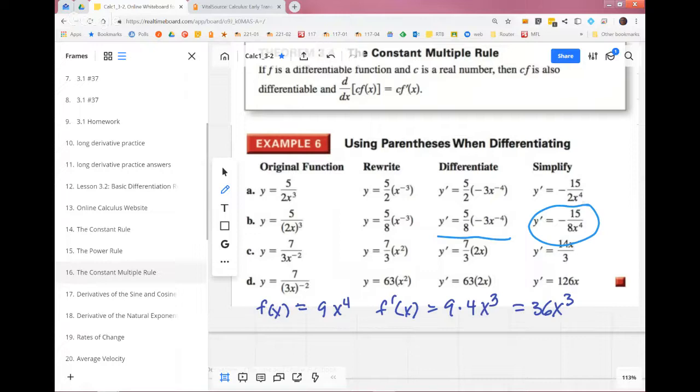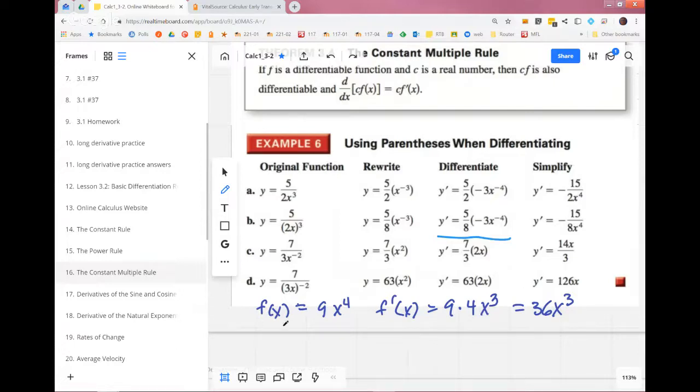7 over 3 x to the -2. Well, isn't that, hey, I can change that x to the -2, just move it to the top and make it x to the +2. Okay, let 7/3 be. Don't do anything with that. Now use the power rule on x squared. Bring the 2 down, multiply, reduce the power by 1. So instead of x squared, it becomes x. And then just bring it all together. 7 times 2x is 14x over 3.